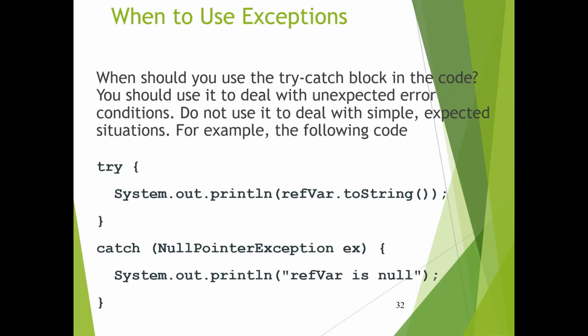So when should you use the try catch block in the code? You should use it to deal with unexpected error conditions. Do not use it to deal with a simple expected situation, for example the following code. Here there is no error, but still we are trying to use the try catch block. We should use it only when there is a possibility that an error will happen. If there is no error, it is better not to use the try catch.